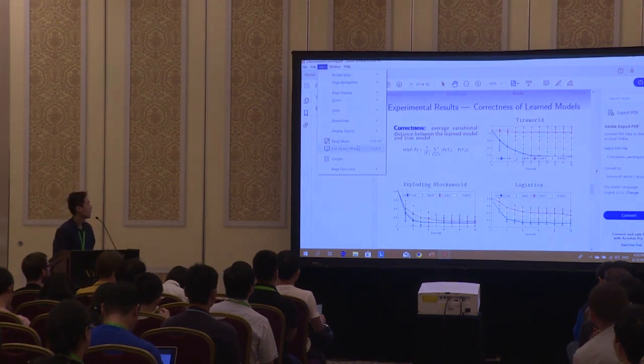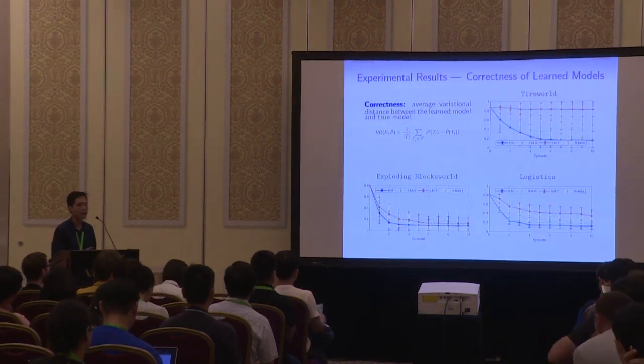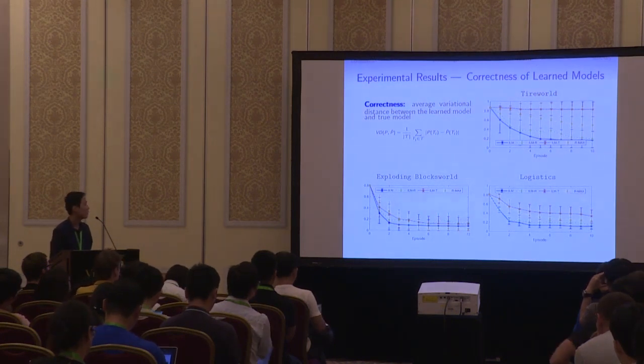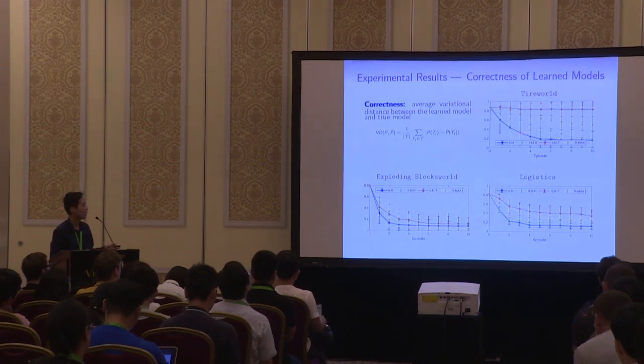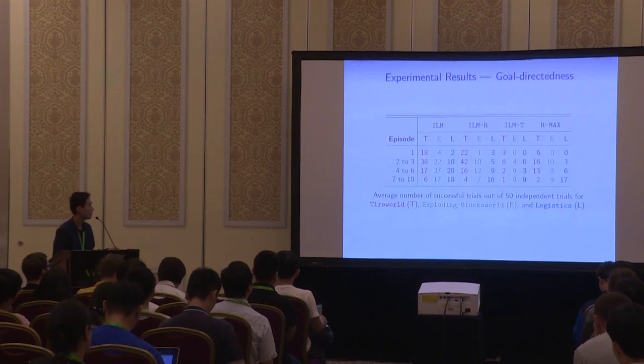We evaluate our performance with the correctness of the learned model, which is defined as the average variational distance between the learned model and the true model. You can see that IRM, represented by the blue box here, outperforms the other algorithms in general for all planning episodes and for all 3 domains. And you can also see that the variational distance decreases over each subsequent episode. So the model is being learned incrementally, even though we do not use the training data.